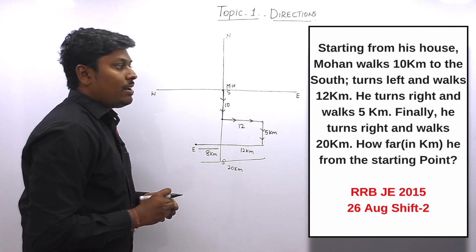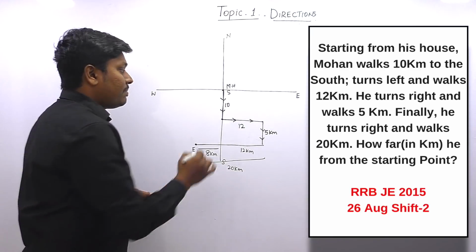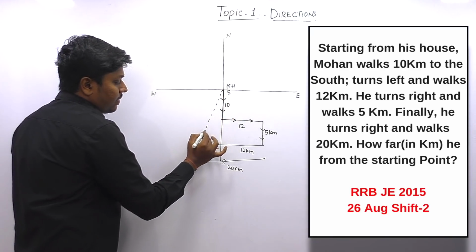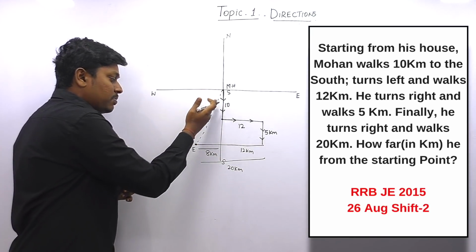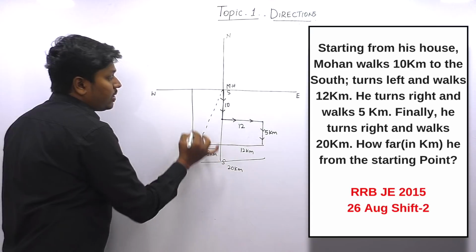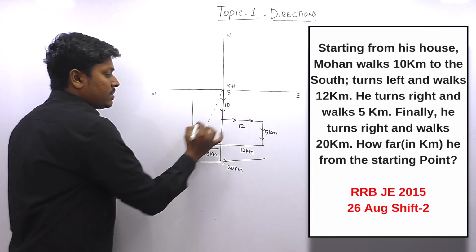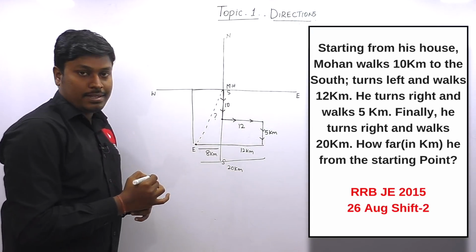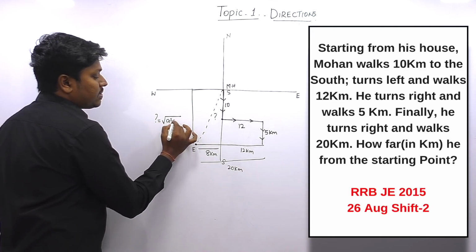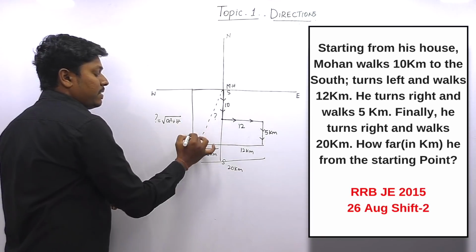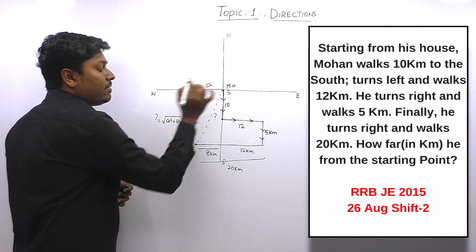What is the question? How far is he from the starting point? From the starting point, our target is to find the distance. Then what do you have to do? First you need to frame a small dotted line, and next you need to frame a right angle triangle. Our target is to find the slant distance. To find it, the unknown is equal to root of a square plus b square, and this will be the value of b and this will be the value of a.